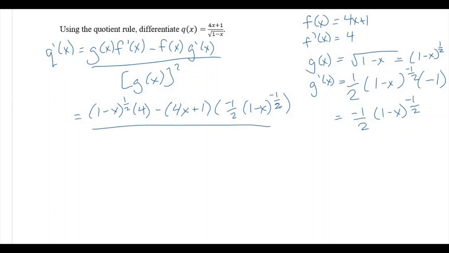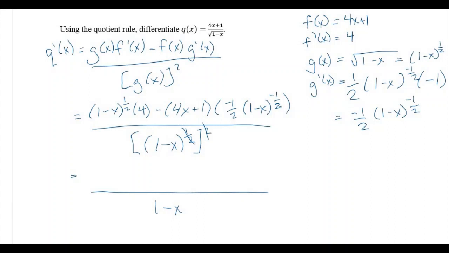All over g of x squared, which is 1 minus x to the power of 1/2 squared, which just cancels out. Think back to your exponent rules. Power of a power, half times 2 is just 1, or I can think of it as squaring a square root. So next step, here's where it gets a little bit tricky. Actually, the denominator is easy. Let's just rewrite that as 1 minus x.